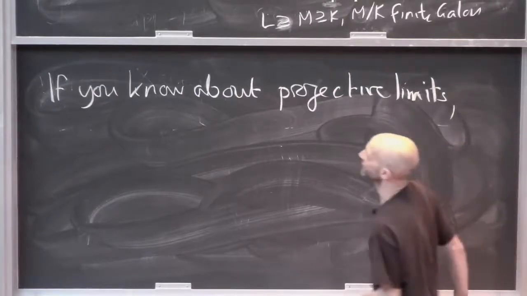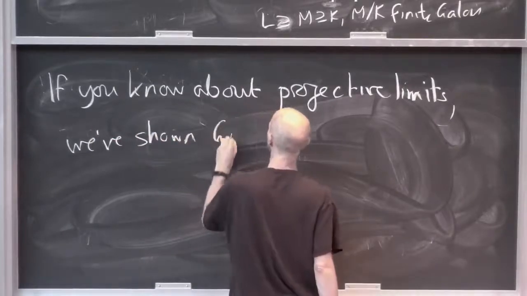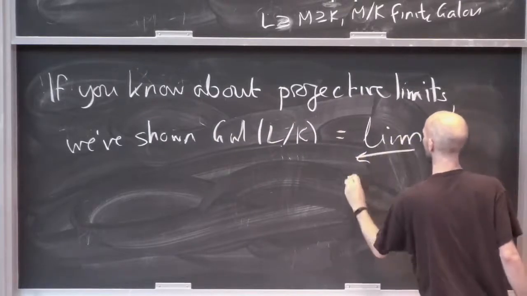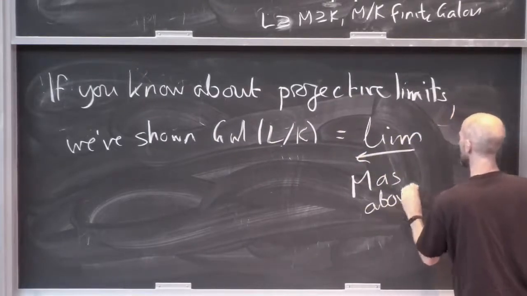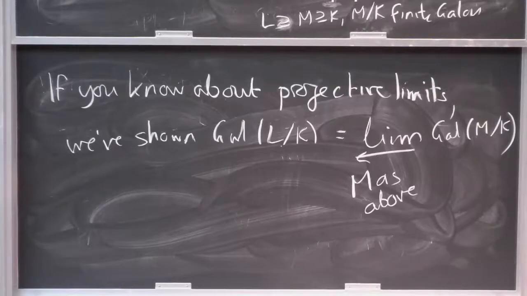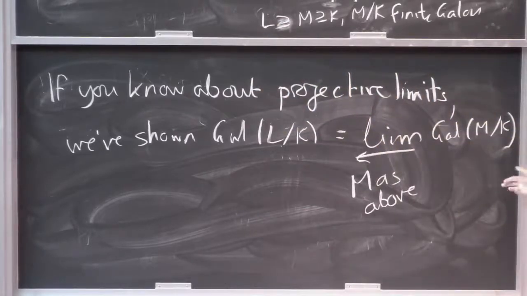you'll even see that we can do better. We've just shown that Gal(L/K) is actually the projective limit over M as above of Gal(M/K). But a projective limit in the category of groups, at least, is formed as a subspace of a product, and there's the product, and there's the subspace. So this is just a reformulation in terms of fancy language about what's going on.